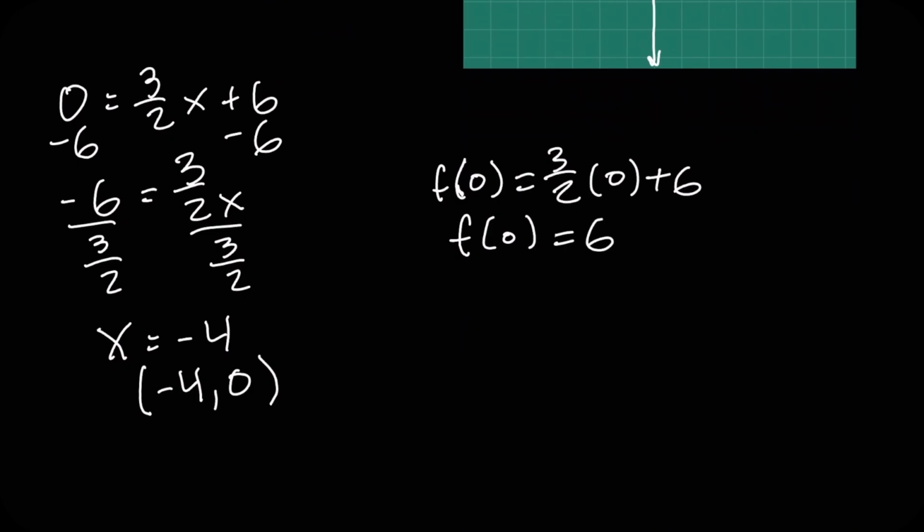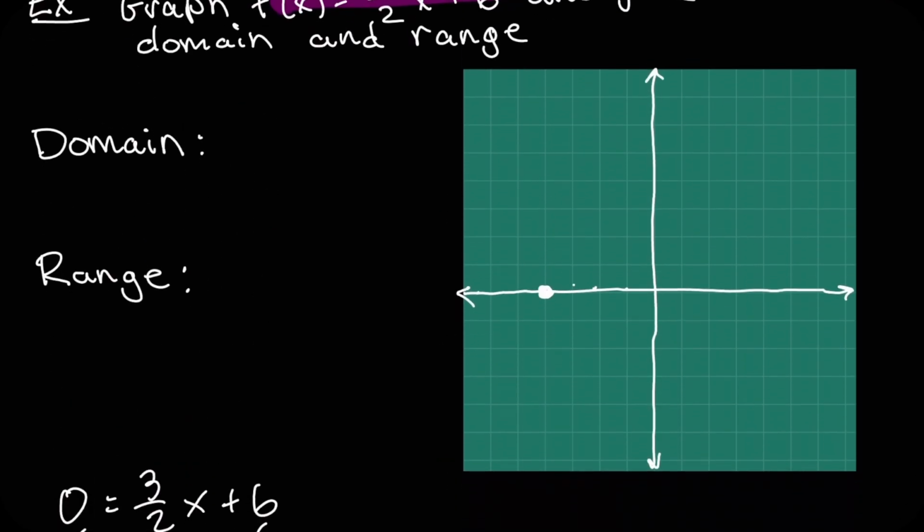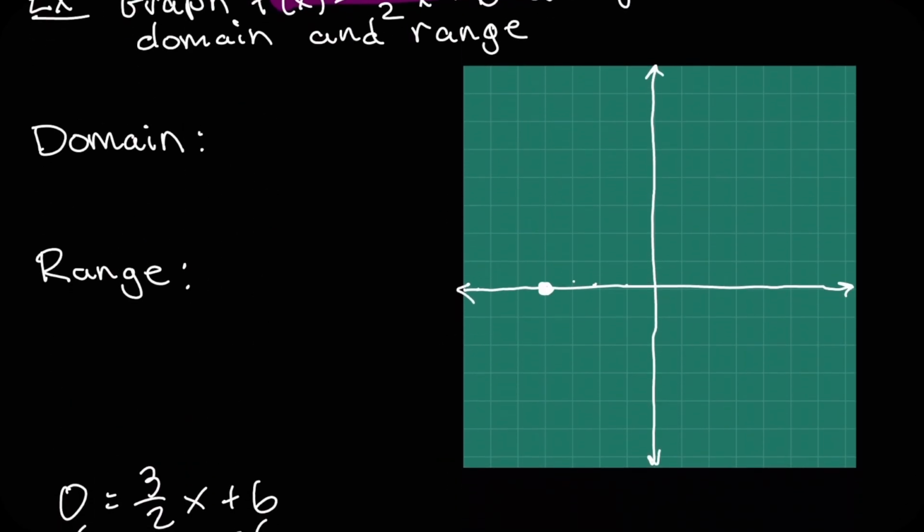So that gives us the point 0, 6, and we can go ahead and plot that on our graph here as well. So 0, 6 is going to be all the way up here. 1, 2, 3, 4, 5, 6. Now you can go ahead and connect your dots and see what your graph looks like. So this is what it looks like, and we can go ahead and give our domain and range.